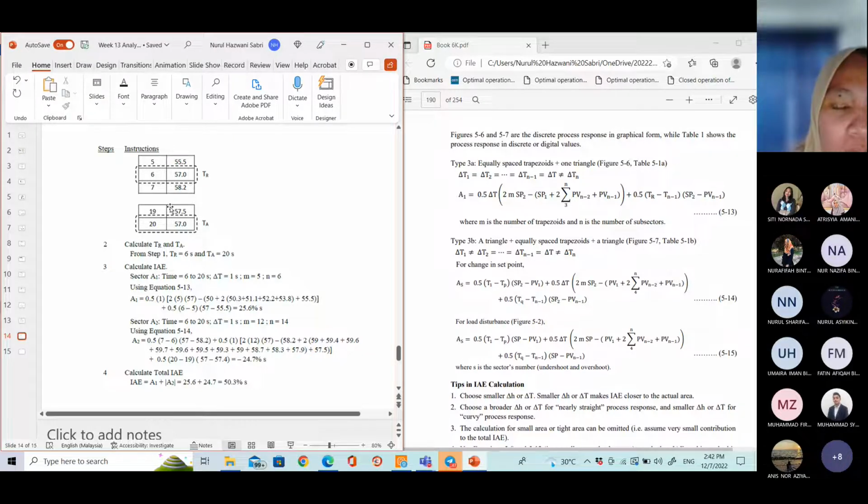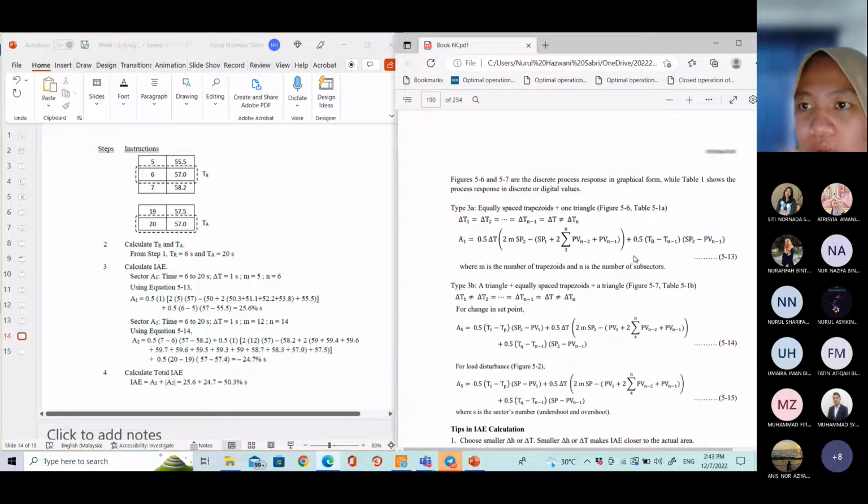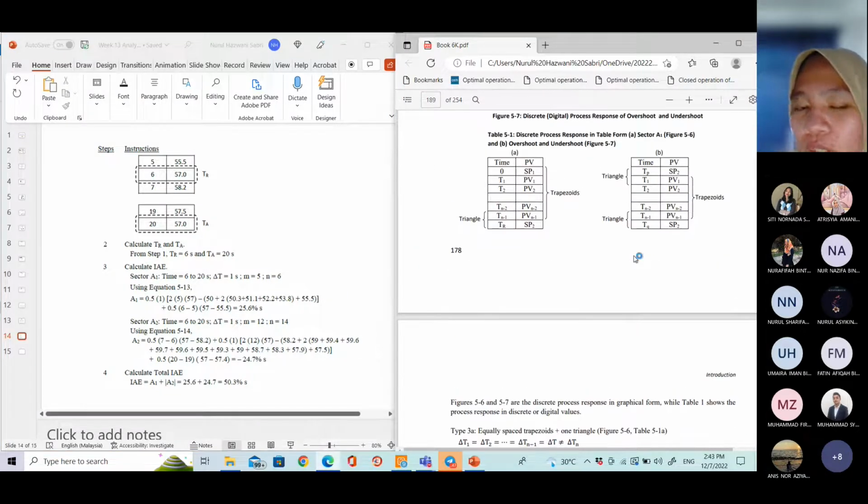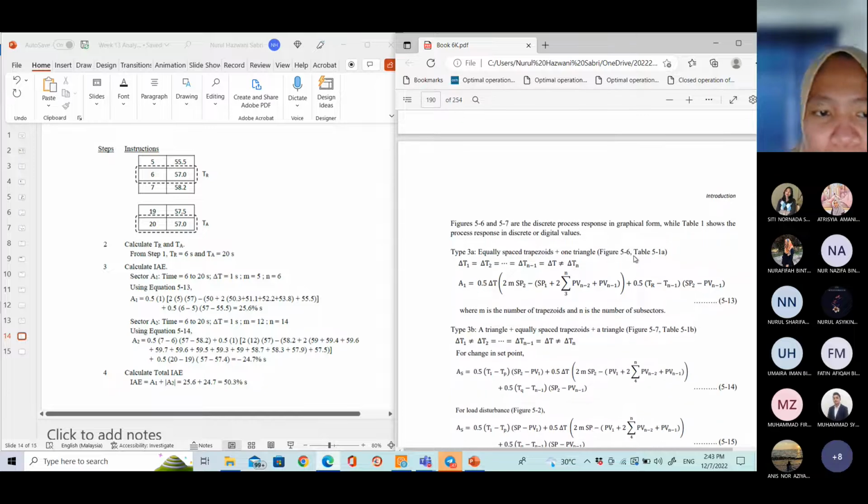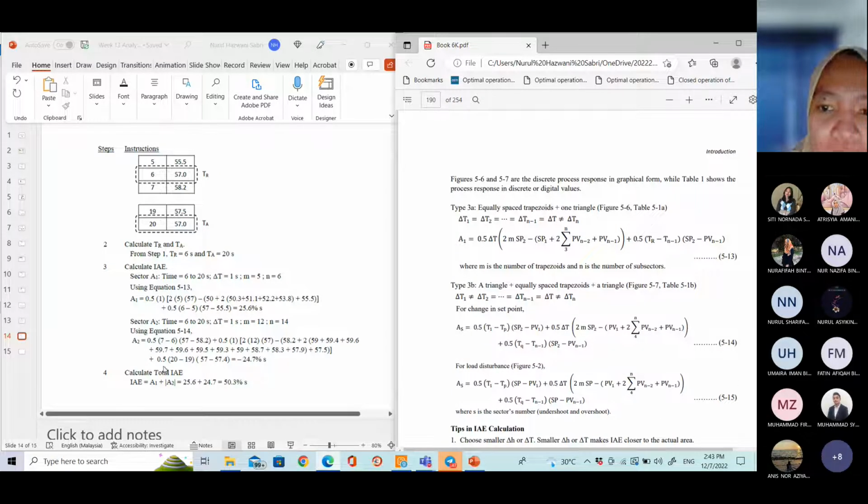Okay. So plus, this one is 0.5. Your TQ, if you get confused, refer back to your table. TQ would be your last, your final time, which is 20 seconds. Here we put in 20 seconds. And then minus TN minus 1, which is before the process response reaches the set point, which is 19.